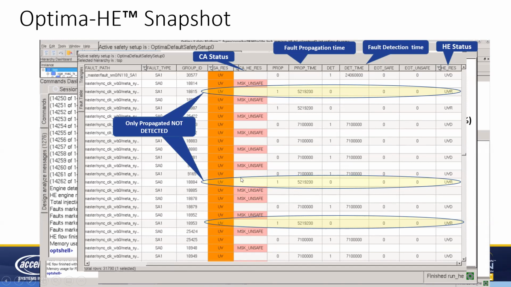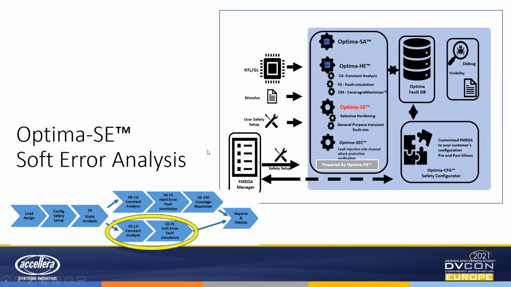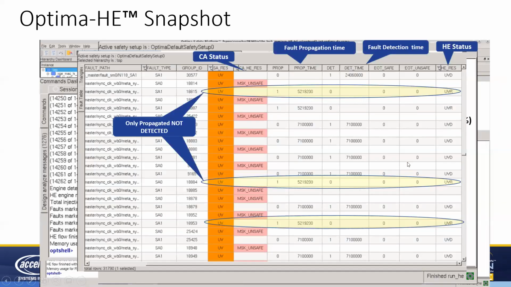And you can see here some of the faults are propagated but not detected, and some of them are propagated as well as detected. This is actually a DCLS, but there is no clock delay, so both are working simultaneously. So you see the propagation and detection at the same time. And here ends the Optima-HE and the hard error analysis.